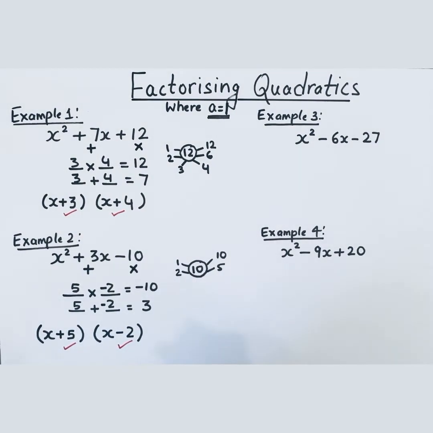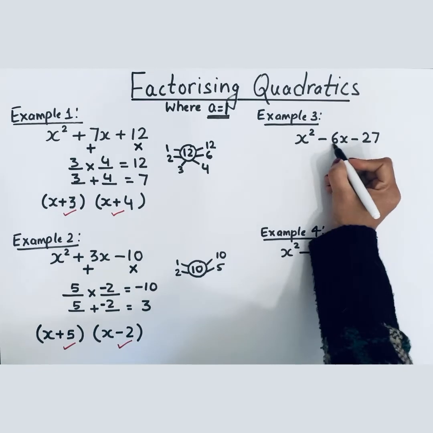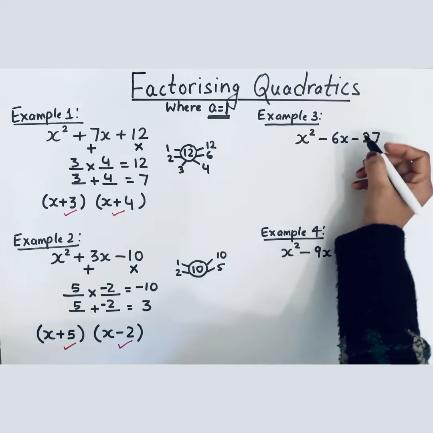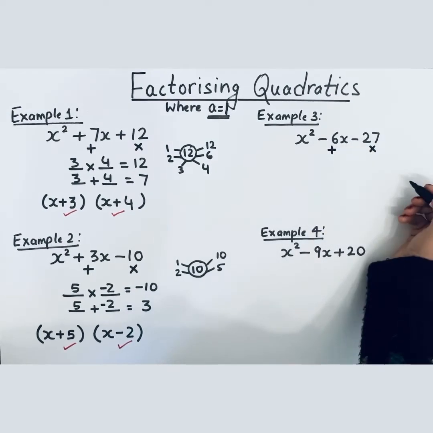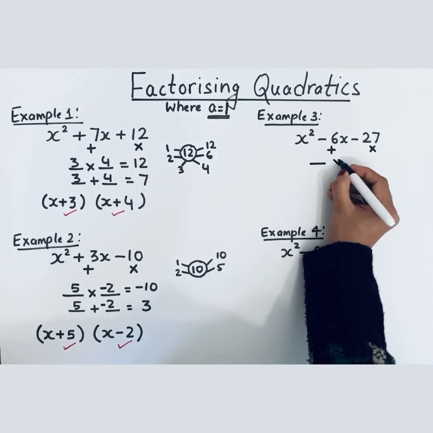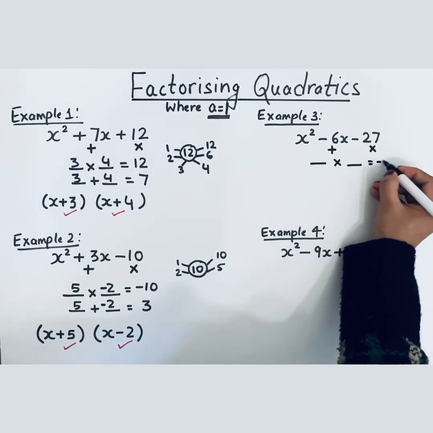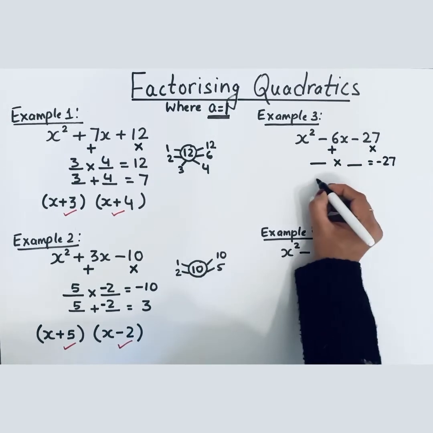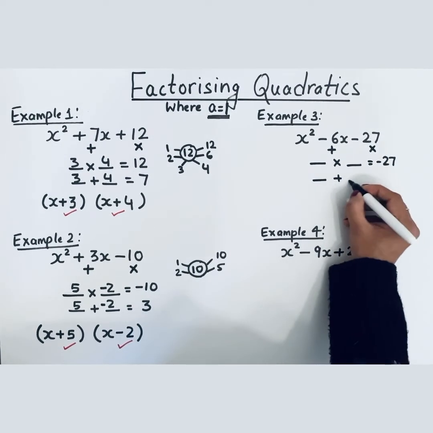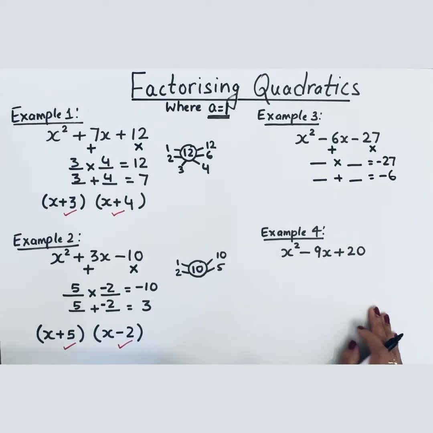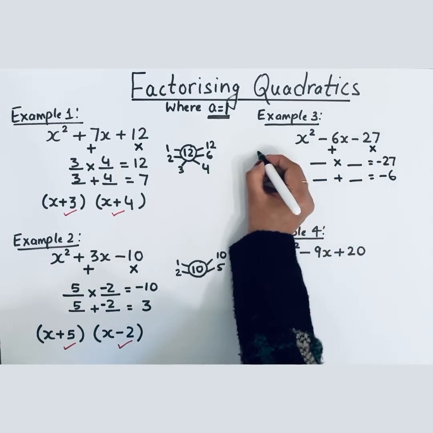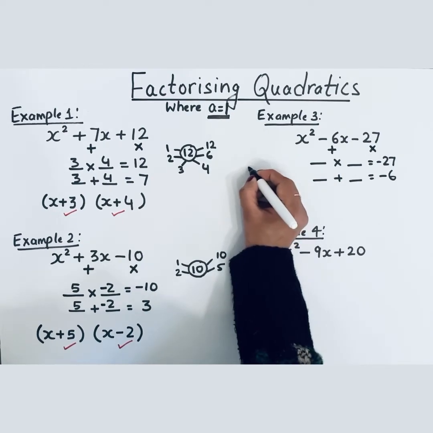Let's have a look at example 3. Here both these numbers are negative. Let's write down times there and add there. Now we're looking at two numbers that times to give negative 27. The same two numbers should add to give negative 6. Let's have a look at what those two numbers should be. We can use a spider diagram to help us. Let's draw it over here.